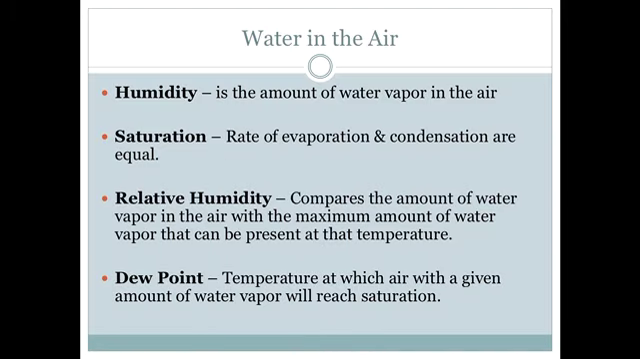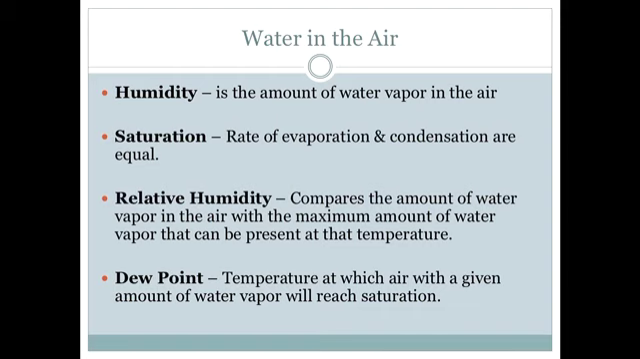Humidity. Humidity is another vocab word that we've covered in the past couple of weeks. It is the amount of water vapor in the air. Saturation. This is when the rate of evaporation and condensation are equal. So what this is saying is once the atmosphere, which is the clouds, are holding as much water as they can possibly hold, and then it starts to rain, that means that the atmosphere is completely saturated. It can hold no more water vapor.